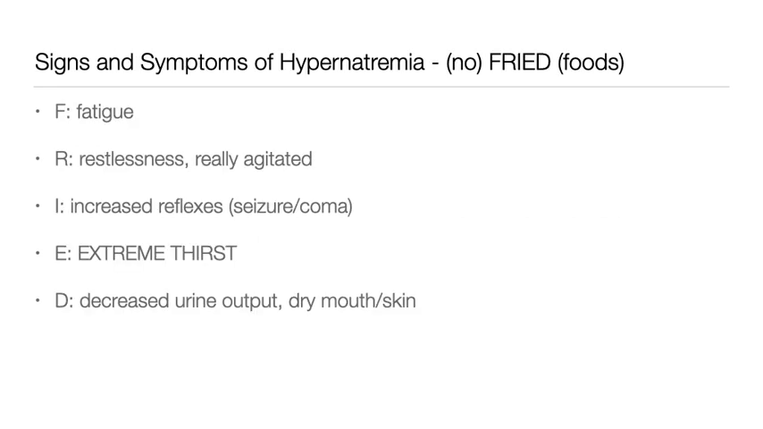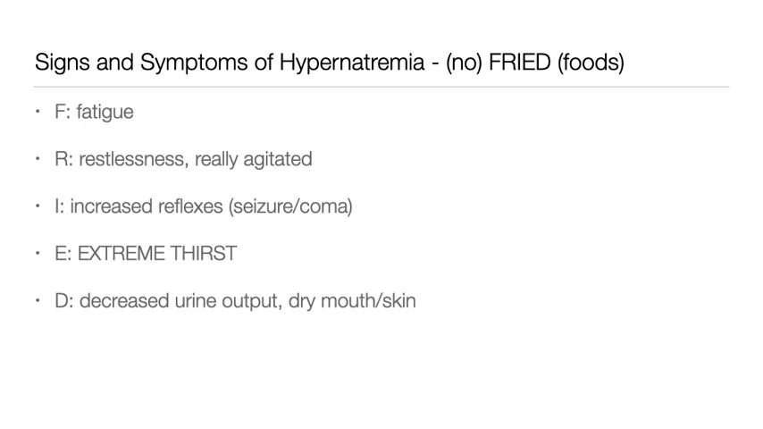So, signs and symptoms of hypernatremia. We remember FRIED, because fried foods tend to have lots of sodium, lots of salt. We're going to say no fried foods. F stands for fatigue. R stands for restlessness or agitation, really extreme agitation. I is for increased reflexes. These are the deep tendon reflexes. You might have muscle spasms, seizures, and coma at its worst.